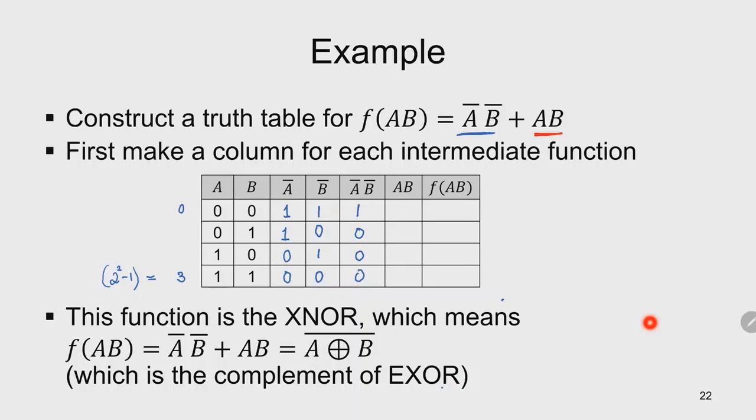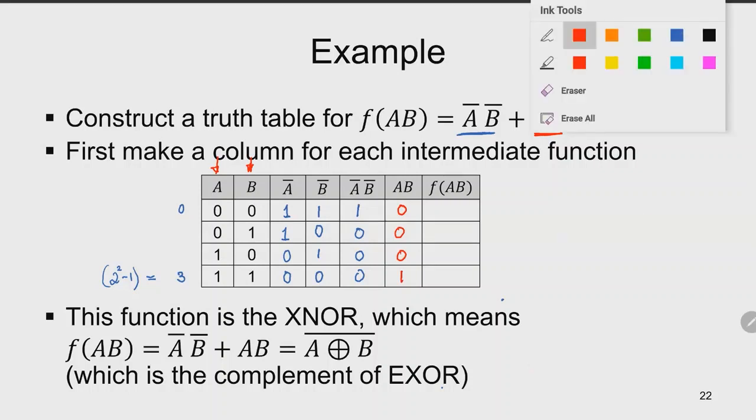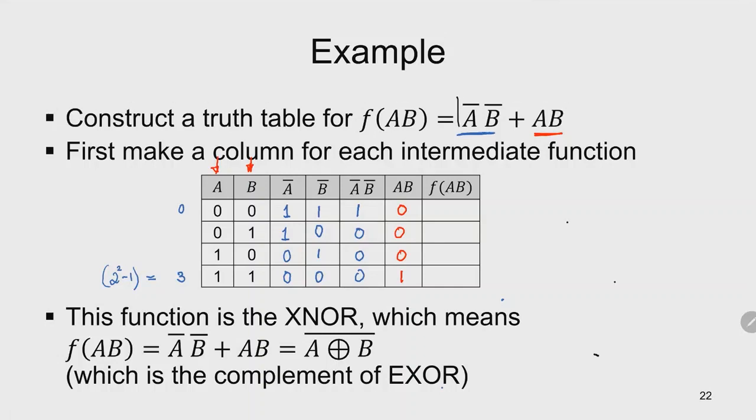A and with B, so this is my two variables. 0 and with 0 give you 0, 0 and with 1 give you 0, 1 and with 0 give you 0, and 1 and with 1 give you 1. And then the whole operation, which is my function here, depends on these two columns.